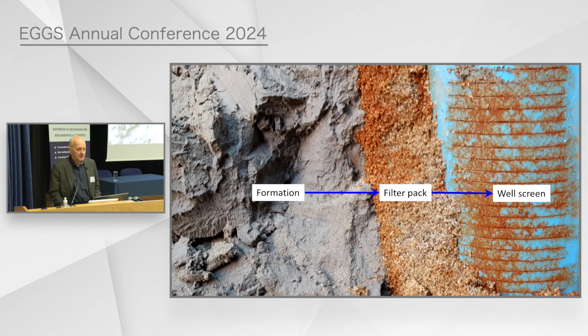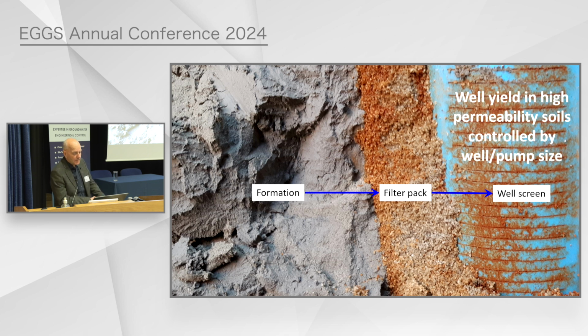The other boundary condition we've just mentioned is well yield. So the groundwater has to flow from the ground through our filter pack into our well screen, and what we find, and Martin mentioned this, is that the well yield in high permeability soils essentially is controlled by the well size and the pump size by and large. It's fairly easy to design efficient wells in high permeability soils.